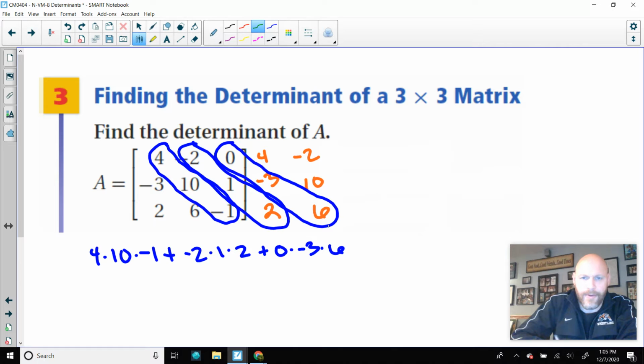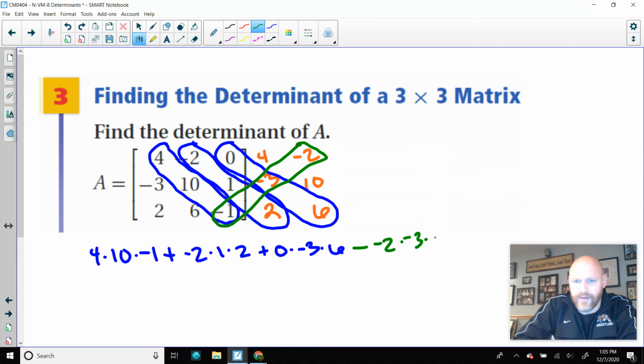Now we're going to grab the ones that are starting this way, and we're going to go backwards. So when I take -1, -3, and -2, and I multiply those together, we're going to subtract those. So minus -2 times -3 times -1. And we'll subtract the next group. We have a 4, a 1, and a 6. So we're going to subtract 4 times 1 times 6.